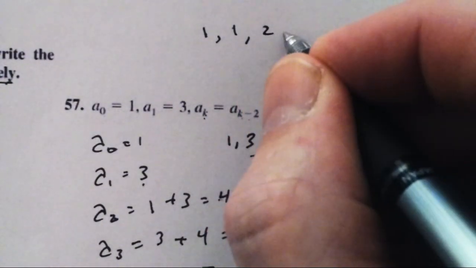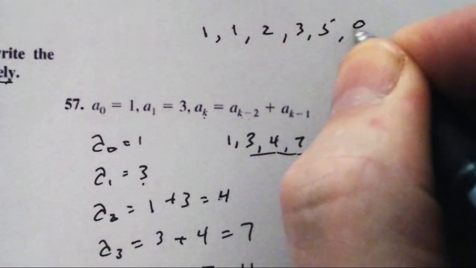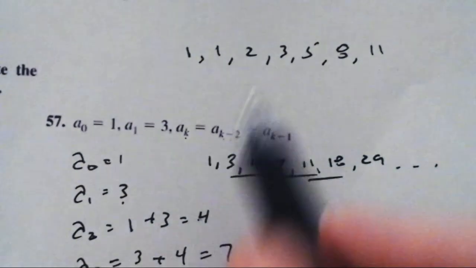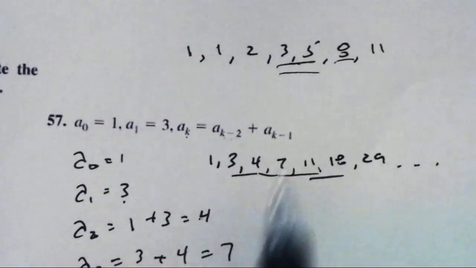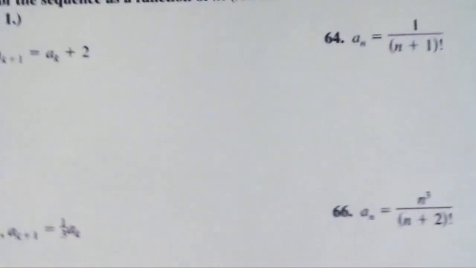1, 1, 2, 3, 5, 8, 11. This 8 came from adding those two before it. That's the Fibonacci sequence right there. Okay, sorry about that interruption.